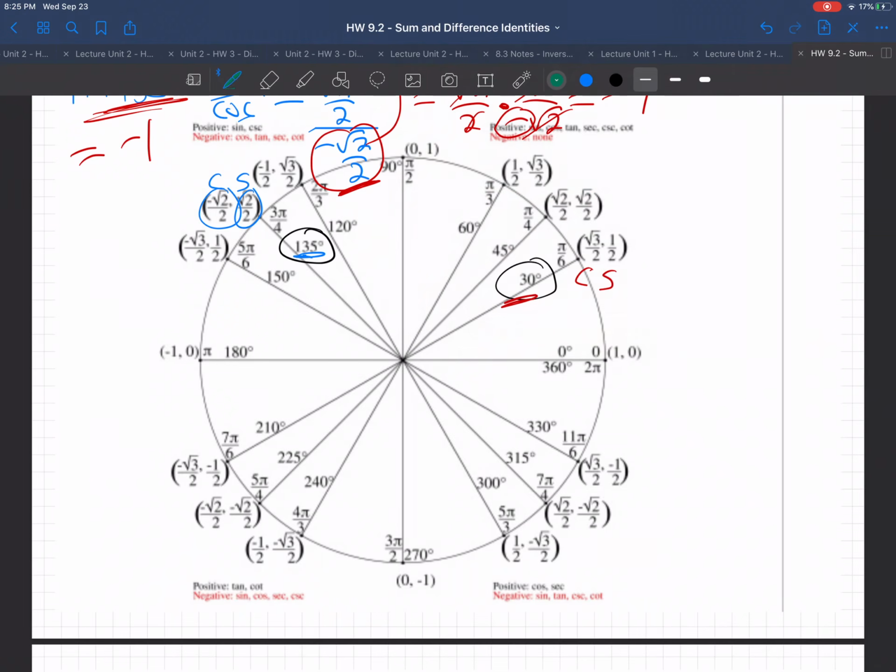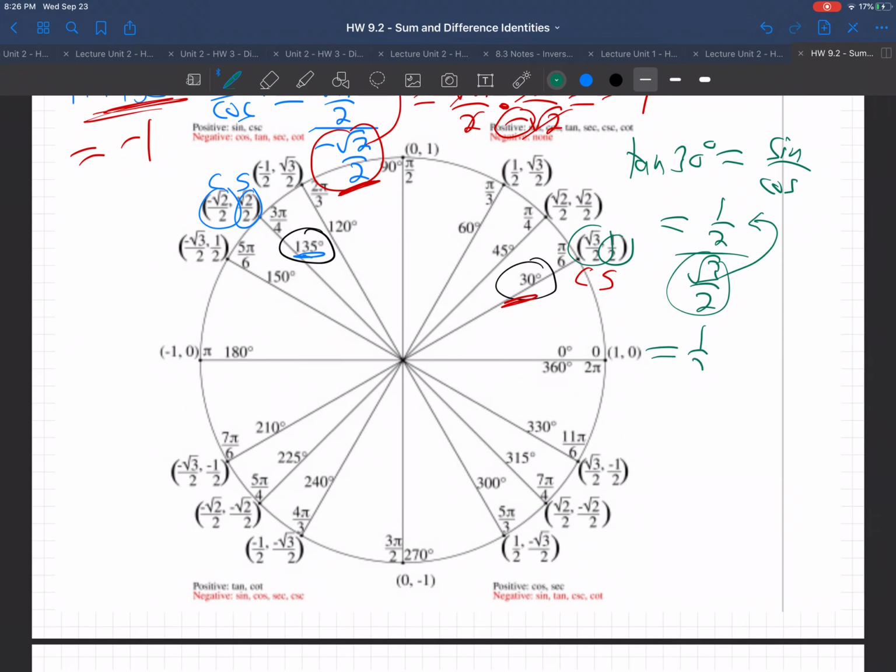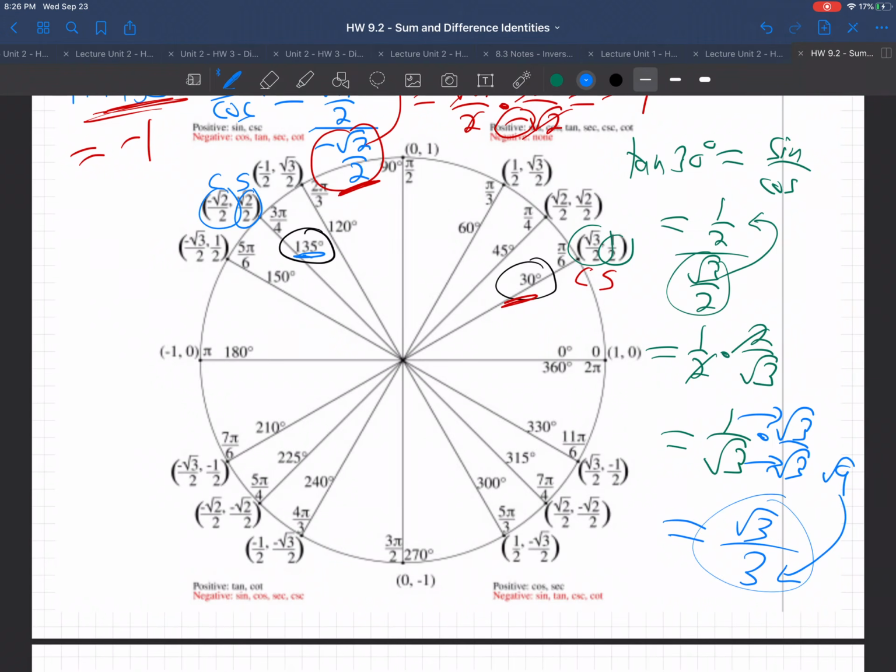So the tangent of 30 degrees, remember it's sine over cosine. So it's a half over root 3 over 2. Grab this guy and flip it up. So the half times 2 over root 3. These guys cancel. 1 over root 3. And we can't leave square roots in the denominator. So we multiply top and bottom by root 3 and go straight across. 1 times root 3 is root 3. Root 3 times root 3 is root 9. And the root of 9 is plain 3. So there we go. The tangent of 30 degrees is root 3 over 3.